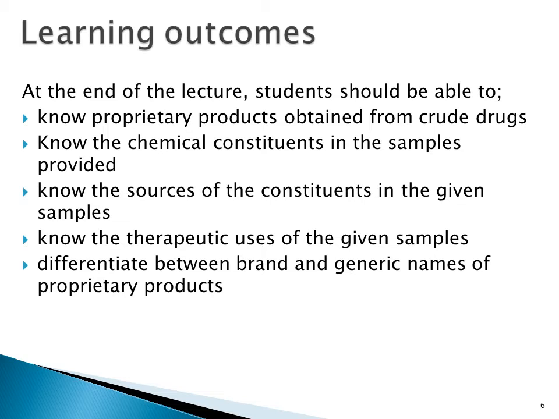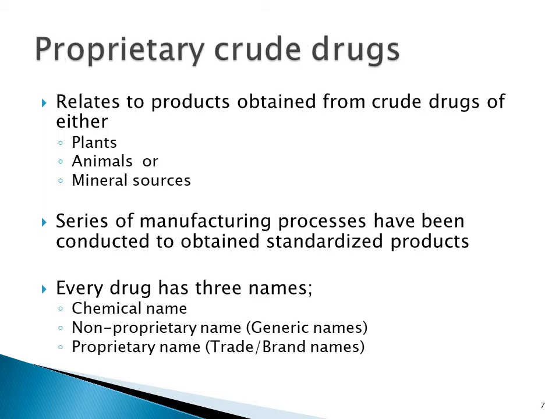Then you should be able to know the therapeutic uses of some of these samples that will be provided for you. And you should also be able to differentiate between brand and generic names of proprietary products. So what are these proprietary crude drugs? In the context of these studies, proprietary crude drugs relate to the products that have been obtained from crude drugs, which may either be from plants, animals, or mineral sources, and these products are obtained following a series of manufacturing processes in order to arrive at standardized herbal products.